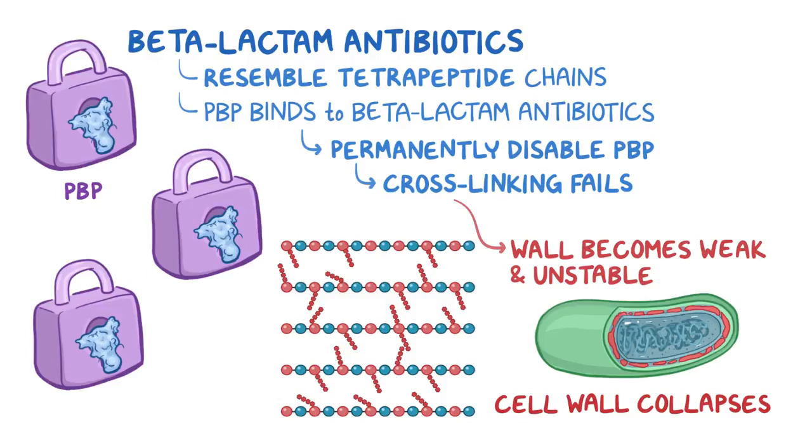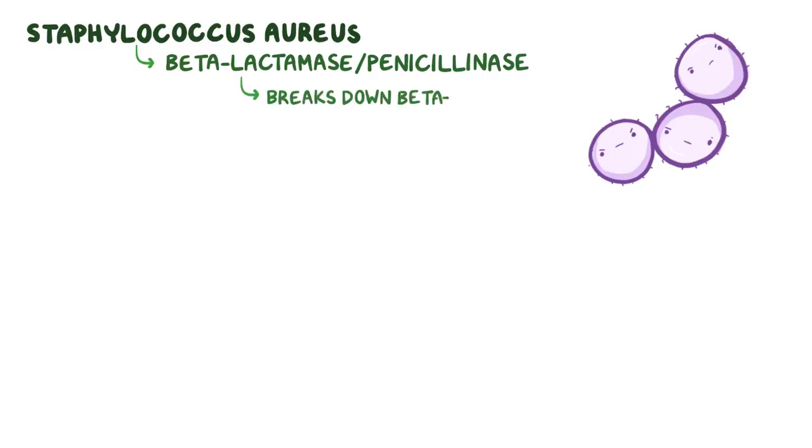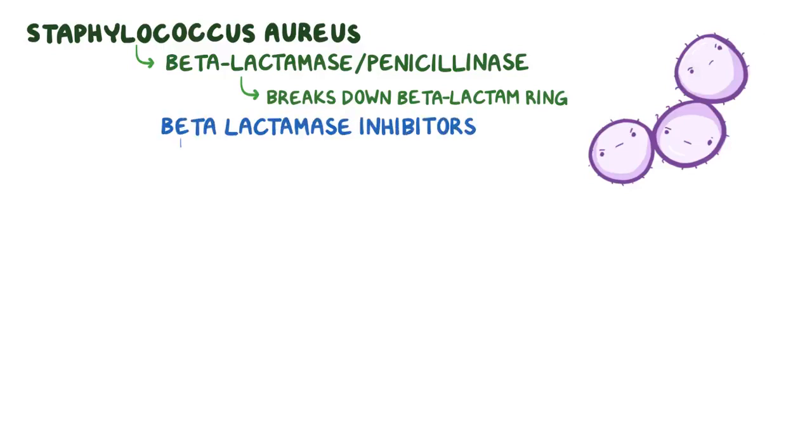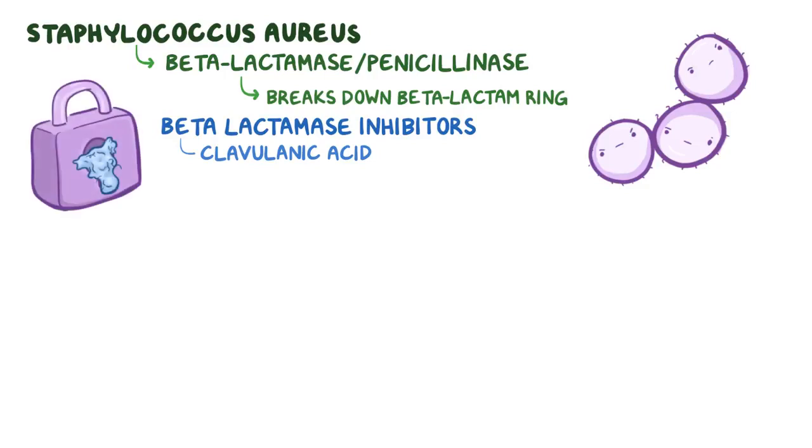Now, some bacteria have developed resistance to beta-lactam antibiotics. The most notable is the notorious Staphylococcus aureus, which evolved to have enzymes called beta-lactamases or penicillinases that break down the beta-lactam ring within the antibiotic, rendering it ineffective. In response, though, we started adding beta-lactamase inhibitors, like clavulanic acid, that would bind to beta-lactamases and inactivate them, again like the gum into a keyhole.